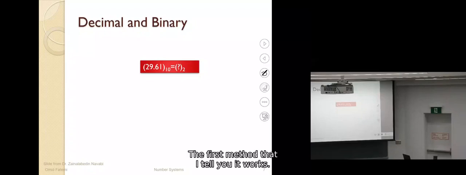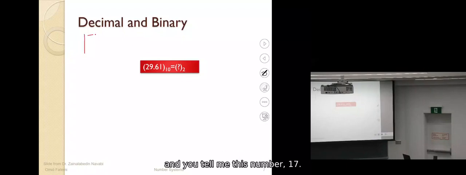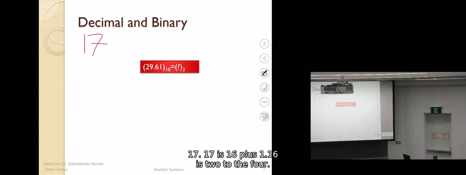The first method that I tell you works better for the integer part. Actually, it works for the fraction part, but I am using it for the integer part. For example, let me write a number and you tell me, this number, 17. What was the binary equivalent? Anybody idea? Any idea? 17.